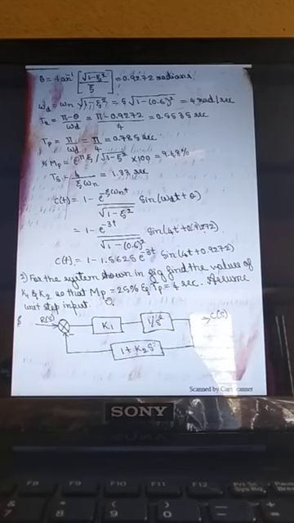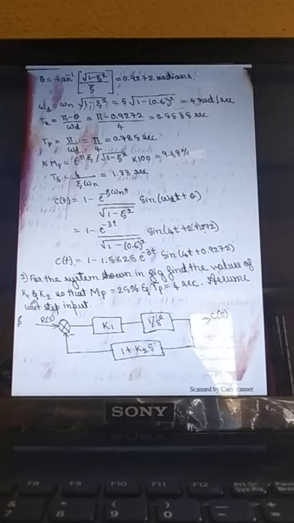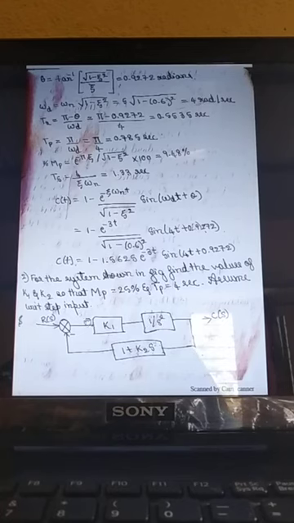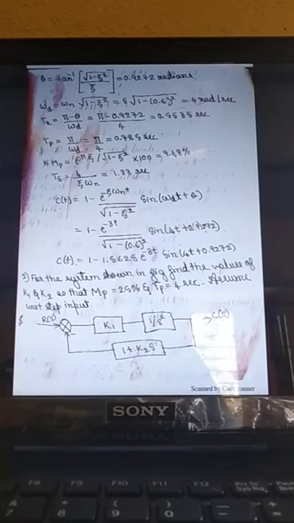Okay, they have given peak overshoot MP 25%, TP is equal to 4 seconds, that is peak time, and we need to calculate K1, K2. This is the block diagram they have given. These two are in series, so multiply this. If you see this block diagram, it looks like a minor loop.